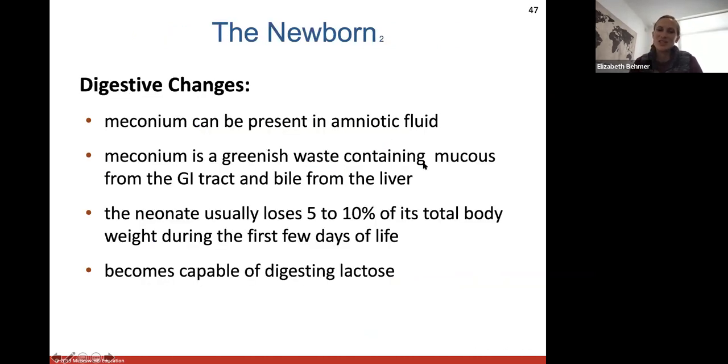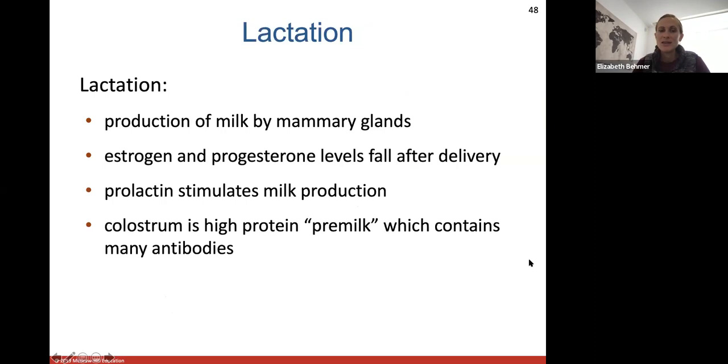Some digestive changes in the newborn. Meconium can be present in the amniotic fluid. It's a greenish waste containing mucus from the GI tract and bile from the liver. So this is basically just waste that the fetus is producing. So childbirth is kind of a messy process because everything has to be removed. The neonate usually loses about 5 to 10% of its total body weight during the first few days of life. So usually newborns will dip down in their weight, and then eventually they become capable of digesting lactose. Lactation is the production of milk by mammary glands.